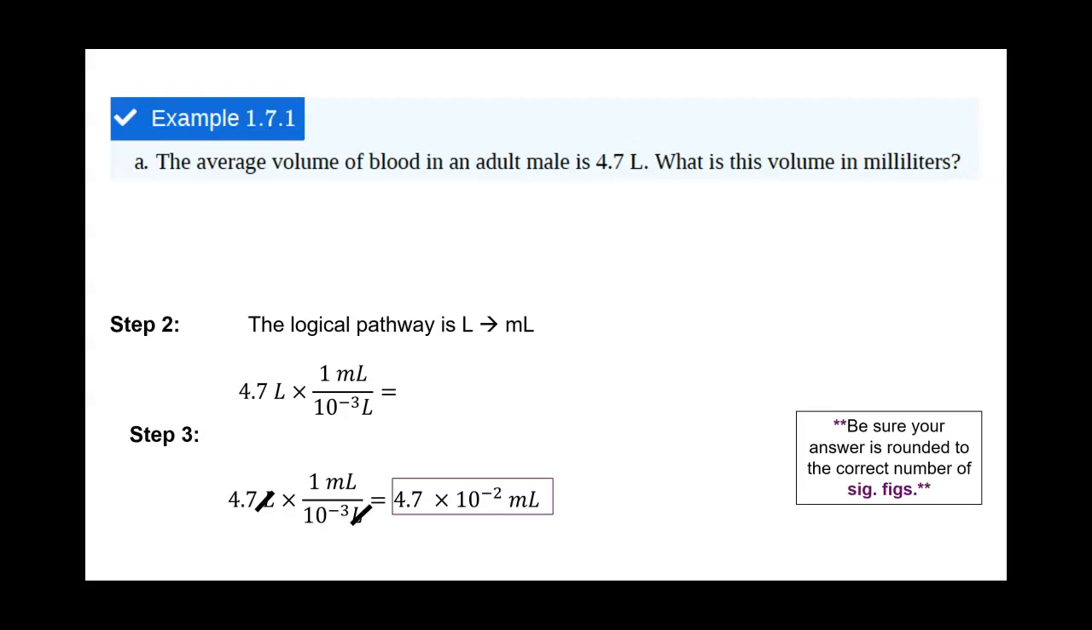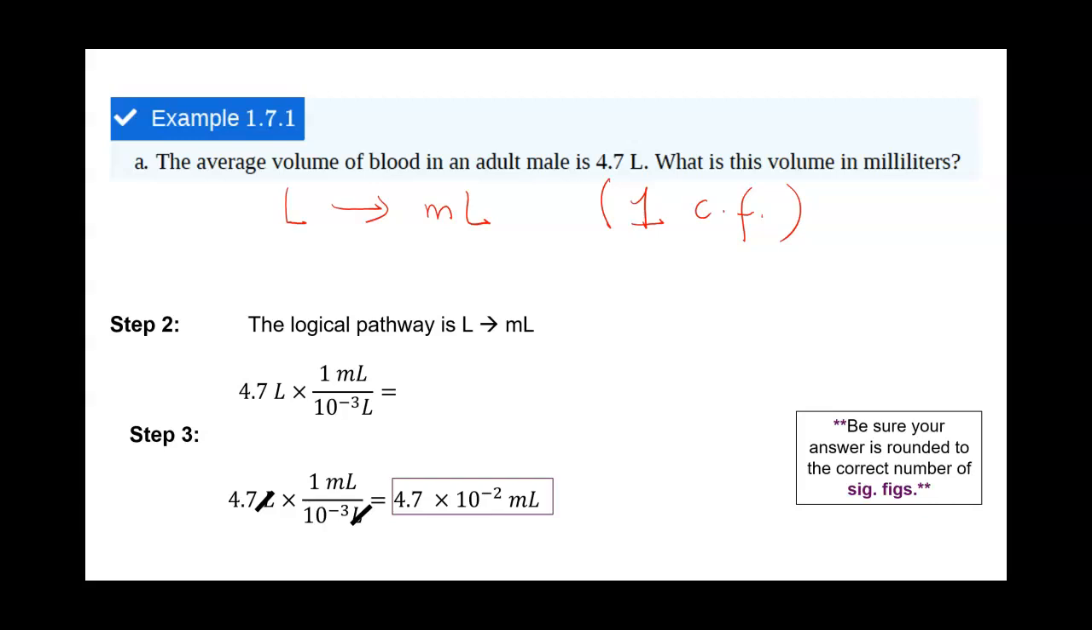So here's an exercise taken from the book. It says the average volume of blood in an adult male is 4.7 liters. What is this volume in milliliters? So again, all we're doing here is adding in a prefix. So that tells me I'm going to be using one conversion factor.